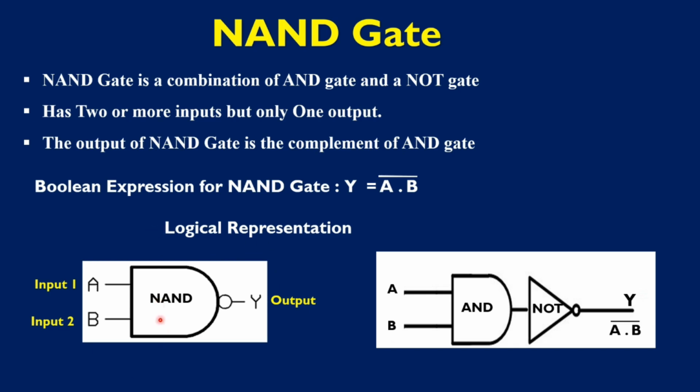You can see here, this is the AND gate and the small bubble is for the NOT operation. So AND plus NOT gives the NAND. This can be shown in this diagram also. This is the AND gate. When the AND gate is combined with NOT, it forms NAND. The Boolean expression for the NAND gate is Y is equal to A dot B bar.